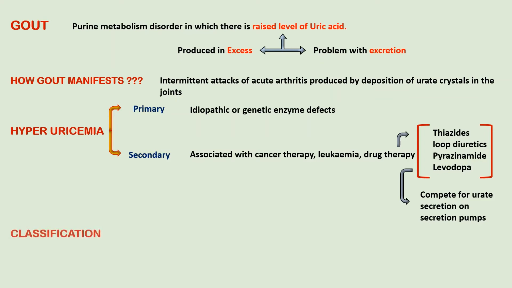Now let's look at the drugs used in gout management. They are mainly classified into two types, that is drugs used for acute management of gout and secondly for chronic management, that is long-term control of gout or hyperuricemia. Now the drugs for acute management of gout include NSAIDs, then colchicine and glucocorticoids. And those for chronic gout include the uricosuric agents and the uric acid synthesis inhibitors.